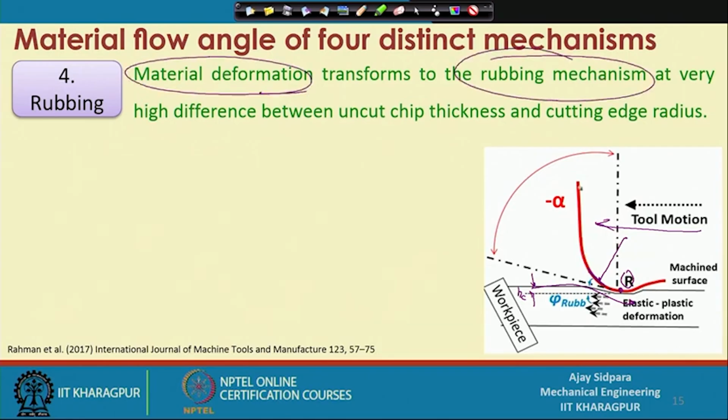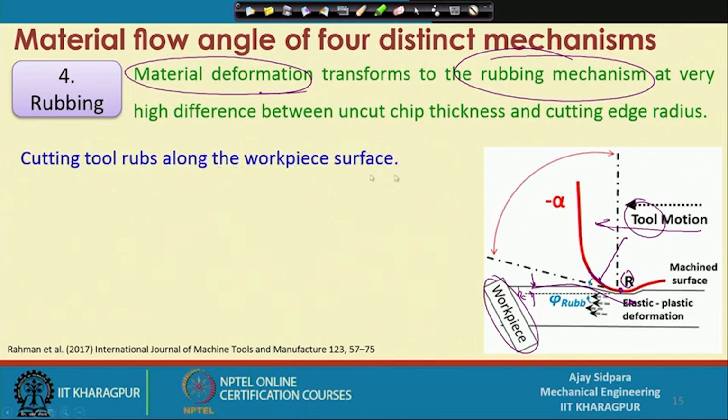Rubbing mechanism means you are just rubbing the two surfaces. One surface is the tool surface and the other is the workpiece surface, and the whole thing will be moved as an elastic-plastic deformation of this particular part. Now, the cutting tool rubs along the workpiece surface, and this is the location at which the rubbing is happening.